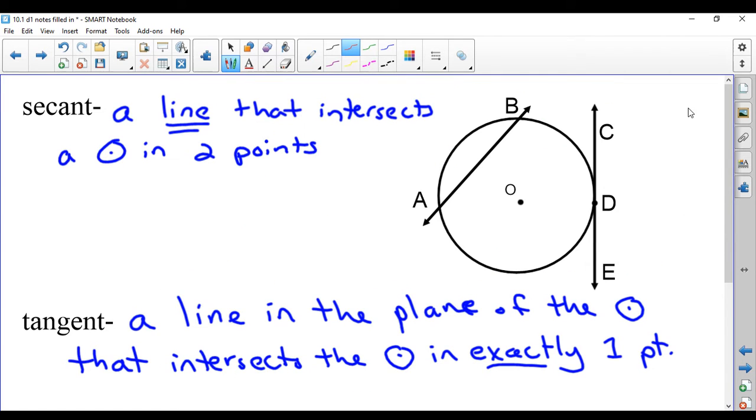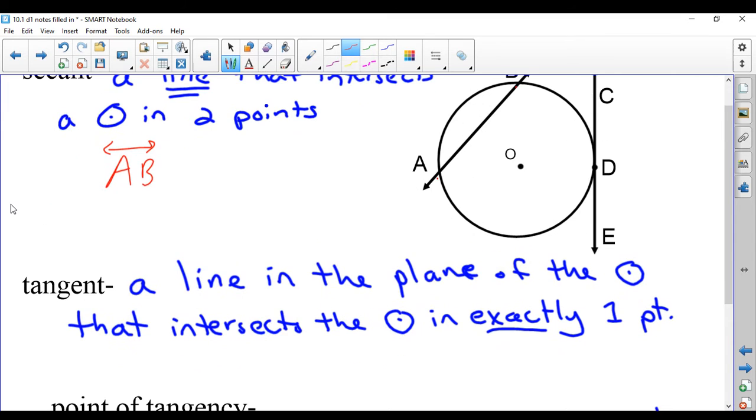A couple other terms. A secant. A secant is a line that intersects a circle in 2 points. So segment AB is a chord starting at A and going to B. Line AB, remember the line symbol with arrows at both ends, is a secant. Another way to define a secant is a line that contains a chord. It goes through the chord and continues in both directions. A secant intersects the circle in 2 points.